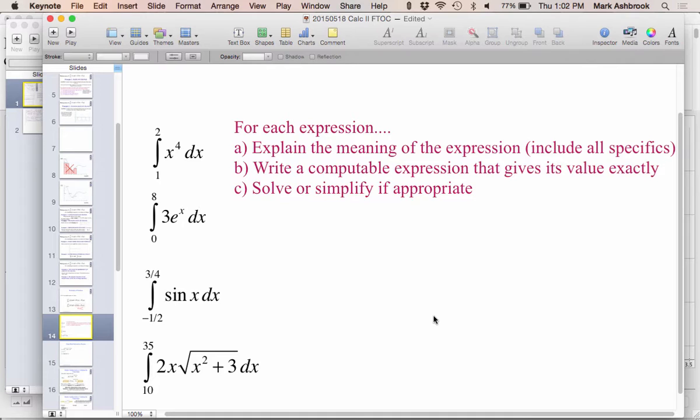So for time's sake, let's just do A and B for each. Let's not do the crunching. Do A and B for each. I'm going to make sure we get A and B for each one. So second one: the total change function from 0 to 8 when the rate is 3 to the x.